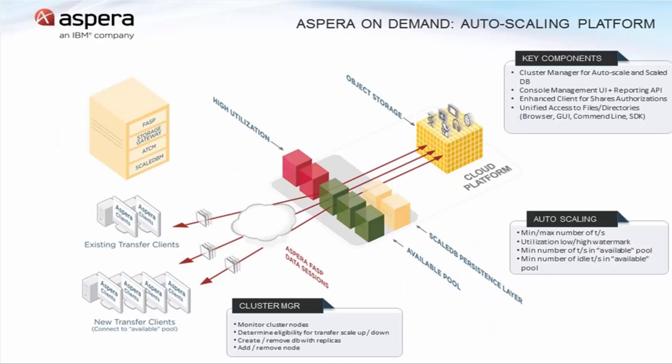We also have something called an auto-scaling platform, and this was newly released. The auto-scaling platform essentially enables you to see the performance and scale up nodes or servers as needed. So you can scale up, you can scale down, and you get visibility into that through something called Console, which I'll show you in a second.